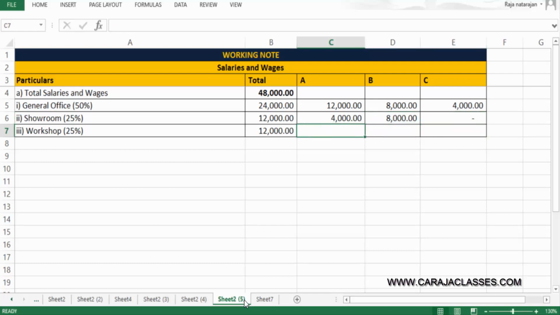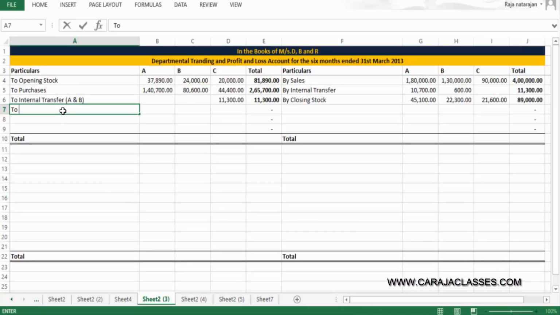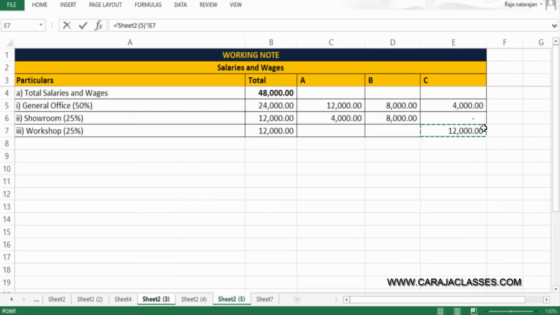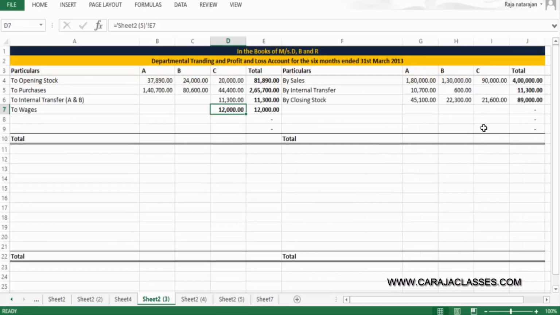Whereas the workshop is purely for which department? The workshop is basically for tailoring, and here C is tailoring, so this entire 12,000 can be attributed to department C. Please understand, tailoring is a direct activity, whereas showroom is a selling activity and general office is an admin activity. So these two should come under P&L, whereas this should come under trading account. With this understanding, let's go back. Here we say to wages will capture it only under department C, and the amount involved is this 12,000. Fine.